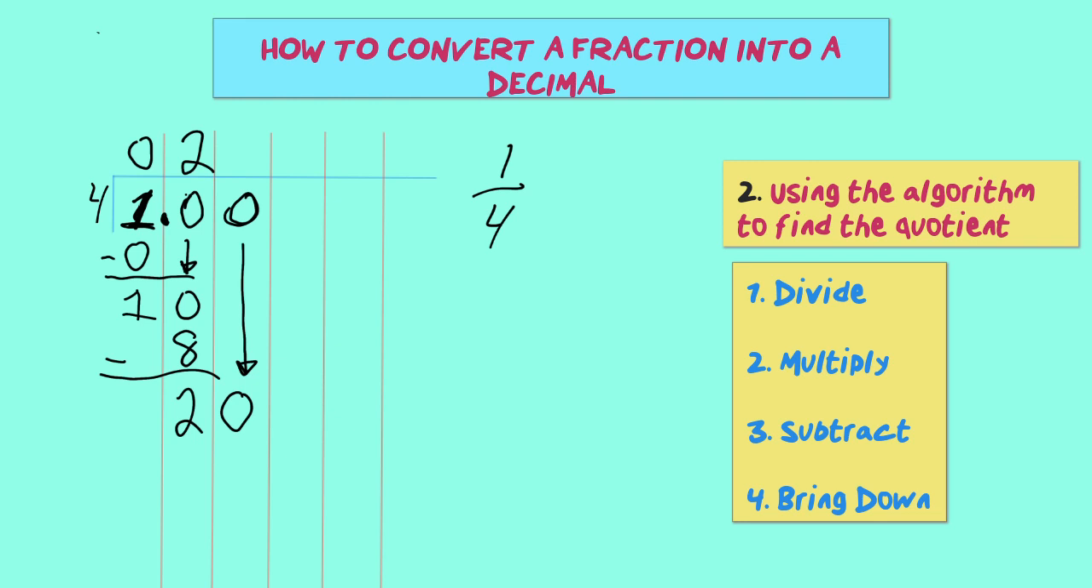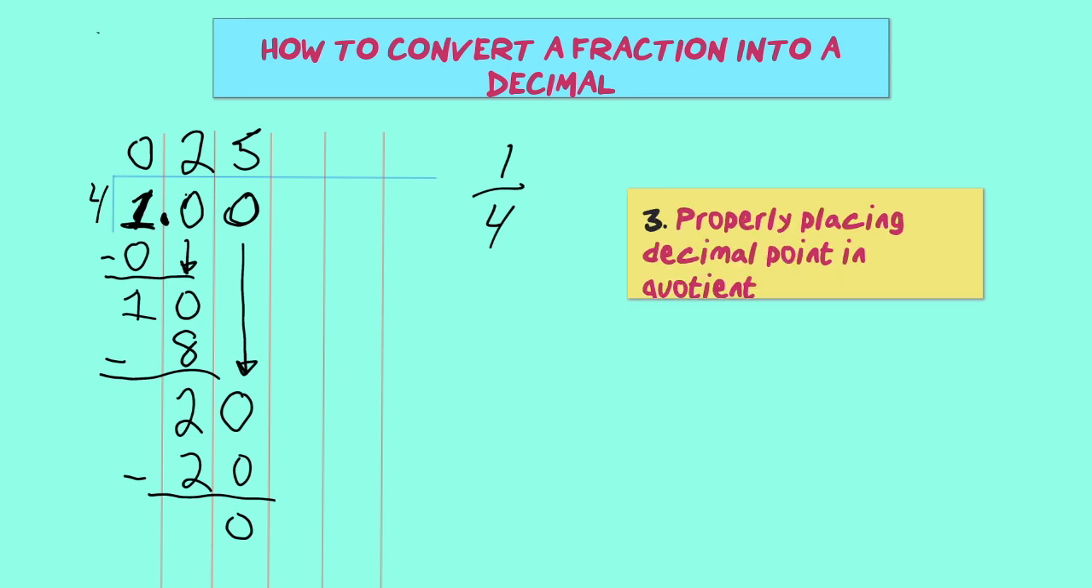Now I ask myself, how many times can 4 go into 20? 4 can go into 20 exactly 5 times. What is 4 times 5? Now I'm multiplying. 4 times 5 is 20. Next we subtract. We get 0. When I have 0, that means that my quotient is complete. All right. Now for the last step. And that last step is properly placing the decimal point in our quotient.